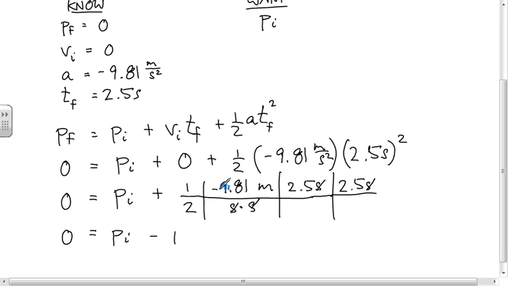So 4.905 times 2.5 squared, and you get minus 30.66. And what are the units? Meters. And so P initial is equal to 30.66 meters.